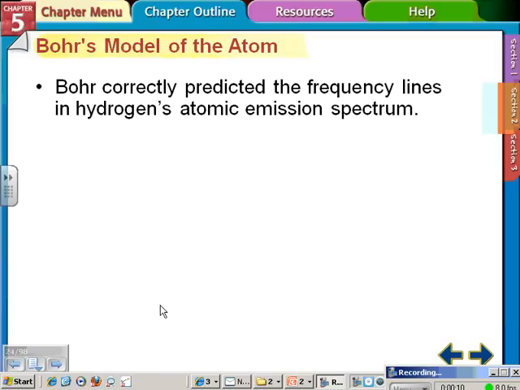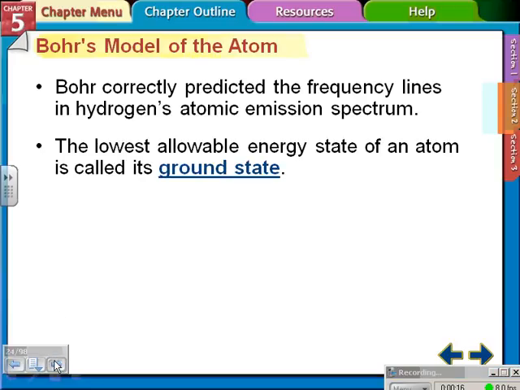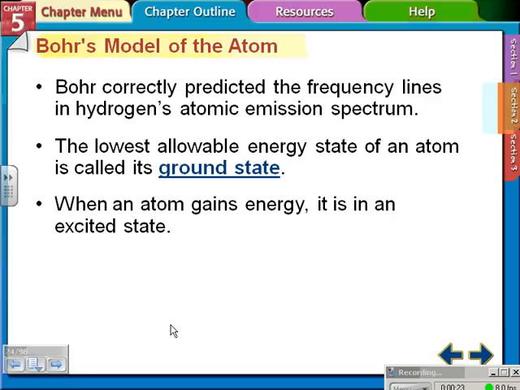Okay, we're going to talk about Bohr's model of the atom. Bohr correctly predicted the frequency lines in hydrogen atom's emission spectrum. The lowest allowable energy state of an atom is called its ground state. And when an atom gains energy, it is in what's called an excited state.